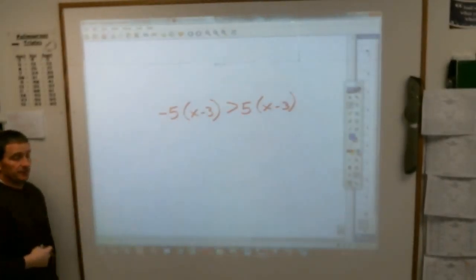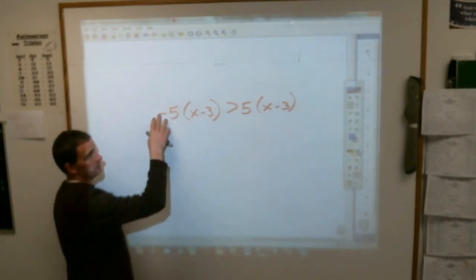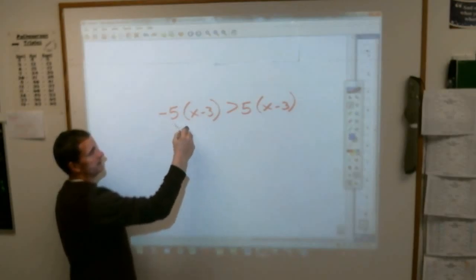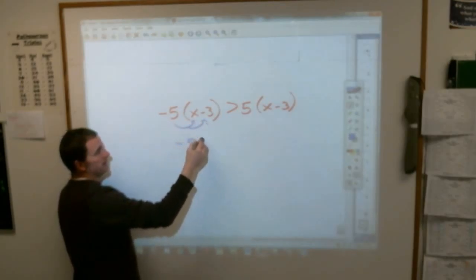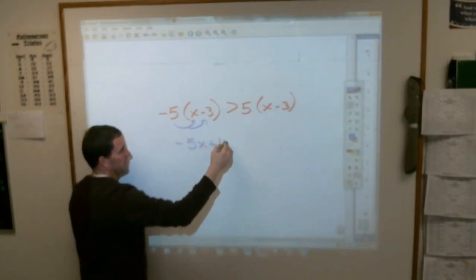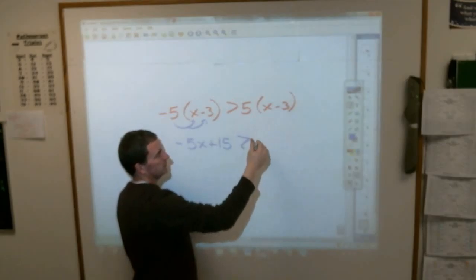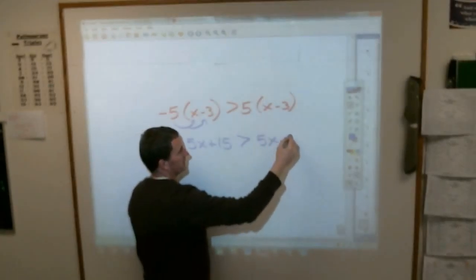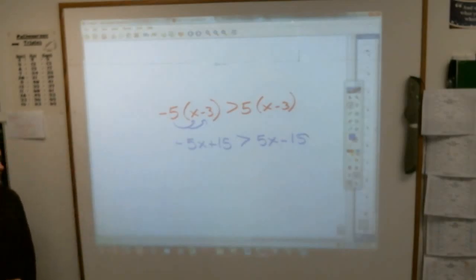If you saw this, the first thing you would do here is distributive property. Signs aren't changing because I'm not doing stuff to both sides. I'm just simplifying it here. What do I get if I multiply this negative 5 times both of those? Negative 5x plus 15, correct? What do I get if I multiply the positive 5 here? 5x minus 15, correct?